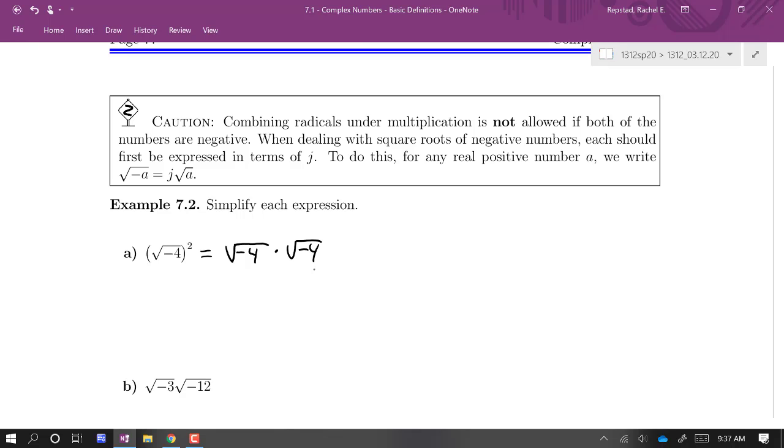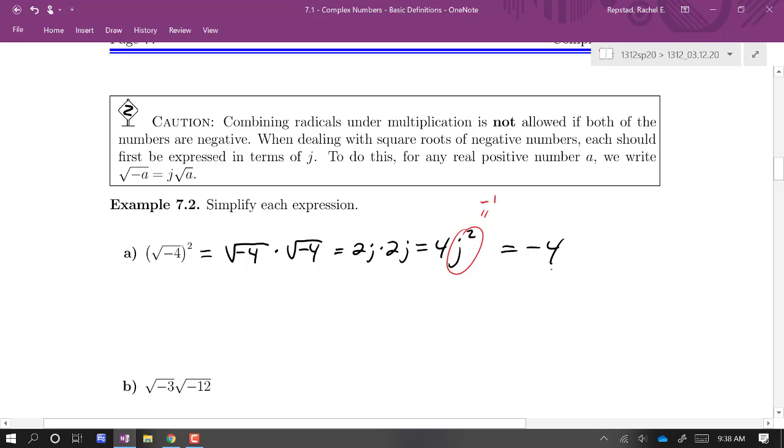And we'll see that it does in this case, but I'm going to show you a potential error that we can make if we're not careful. So I've got the square root of -4 times the square root of -4. I'm going to simplify each of those radicals. I'm going to pull out the j, because it's a negative, and then the square root of 4 is 2. So this is 2j times 2j, or 4j squared. What's j squared equal to? -1. So we get -4, just as we suspected.